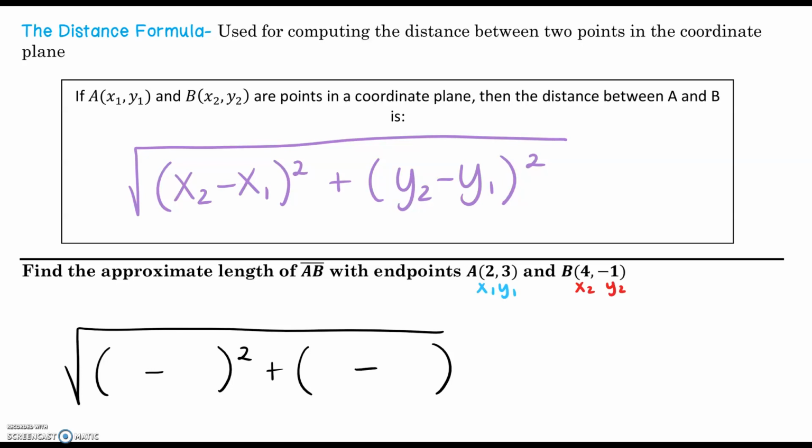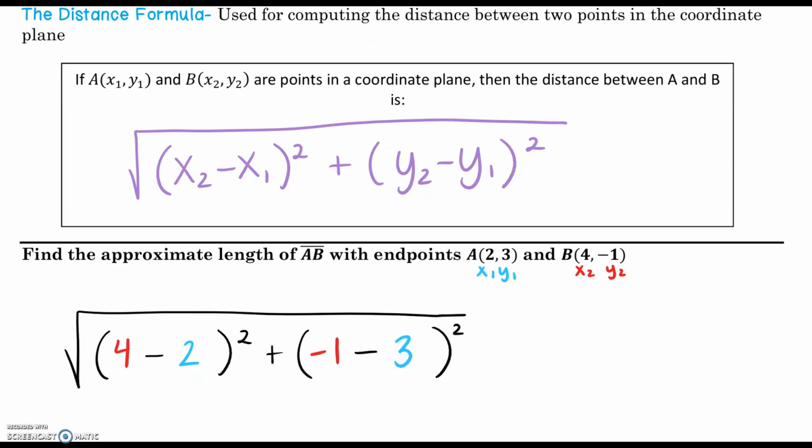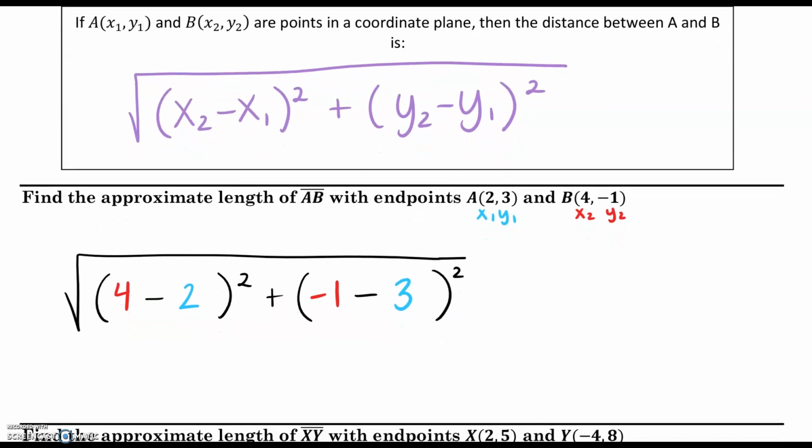So here we're always going to use the same exact shell, right? So we have x2 minus x1. x2 is 4, x1 is 2. Then we have y2, which is -1, minus y1, which is 3. So now we can solve. So here we have the square root.